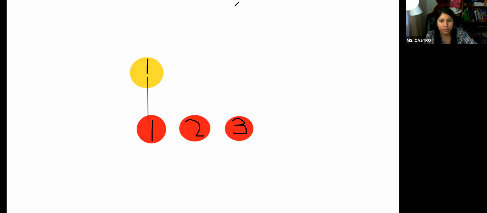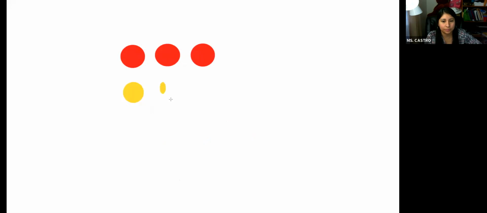Now Miss Castro is going to do what we see on the top. So at the very top, we have some red counters. Right underneath it, we have some yellow counters. And then they have written the numbers there for us.